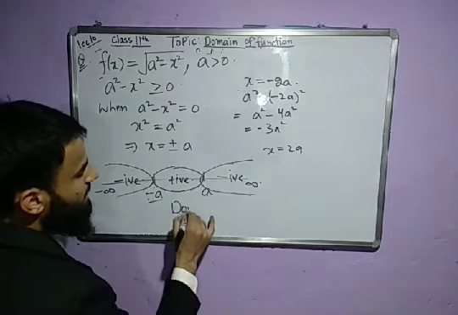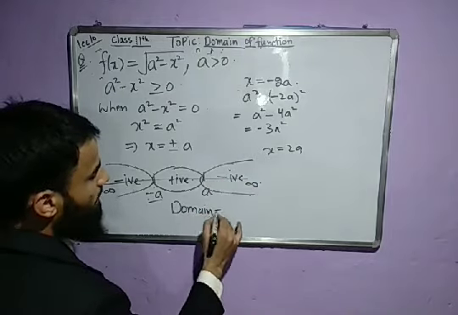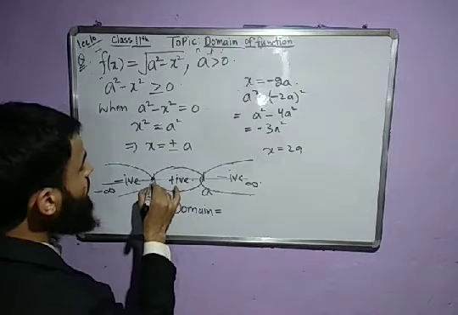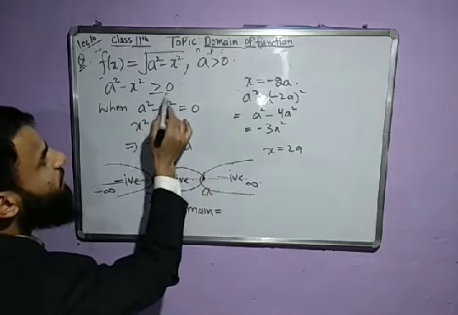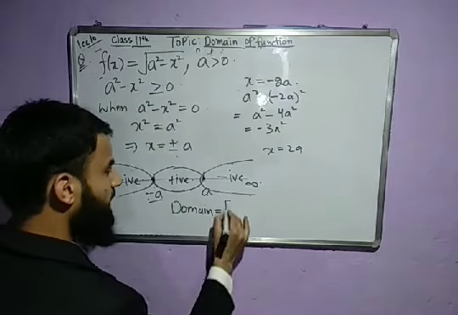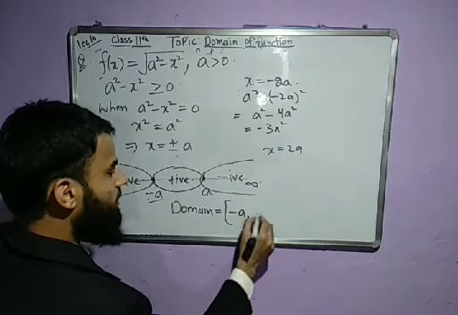So domain is nothing but you have to take these 2 points. Why? Because these 2 points will give you the 0 value, and that is valid. So we will take from minus a to a.